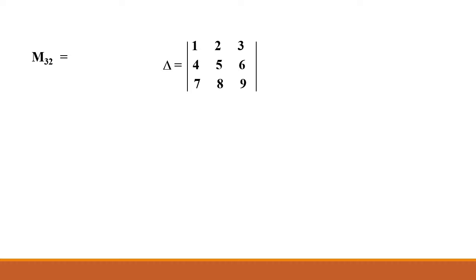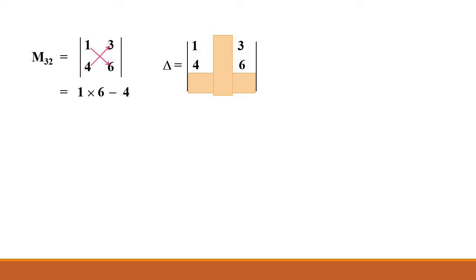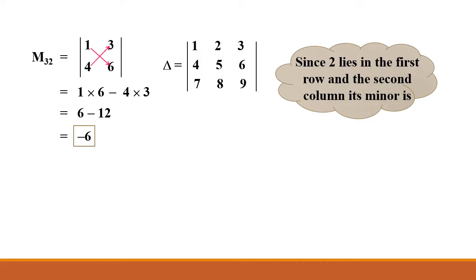Next, 8. So 8 lies in the third row, second column. So we have M32, and M32 will be equal to the determinant obtained by deleting the third row and the second column. So we get 1, 4, 3, 6. So 6 minus 12, which will be equal to minus 6. So the minor M32 is minus 6.